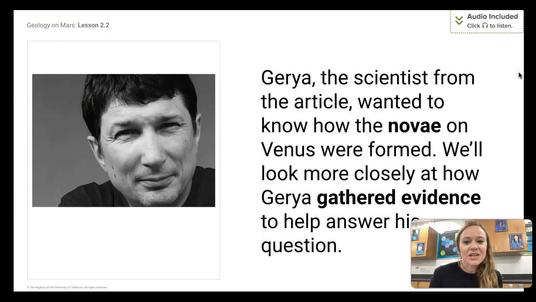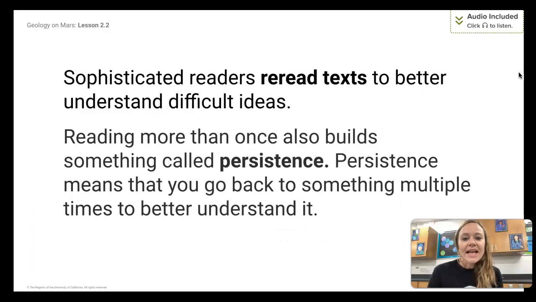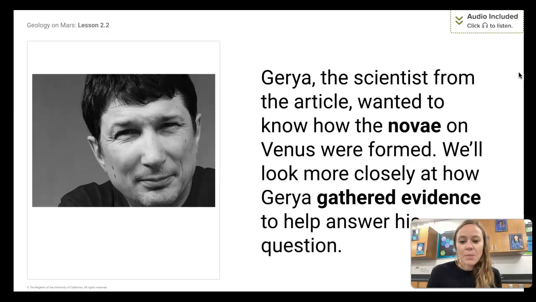So you read about the scientist who found novae on Venus and tried to figure out what was happening. They were trying to gather evidence to help answer a particular question. And it was really important that you were able to look at that and say, hey, were they able to answer their question? Were they not able to answer their question? The question we were thinking about was whether temperature played a role in how these novae formed on Venus.